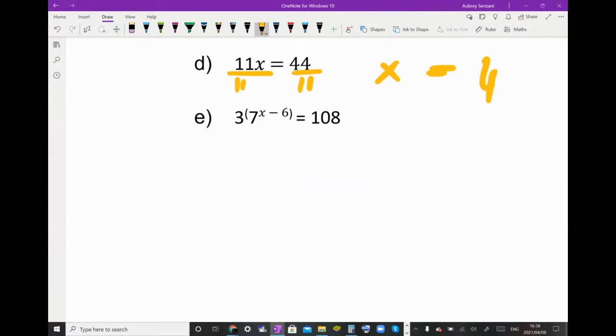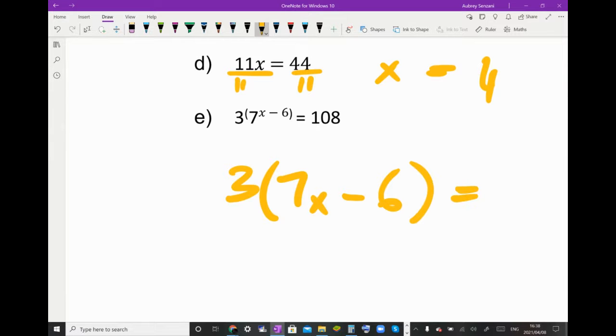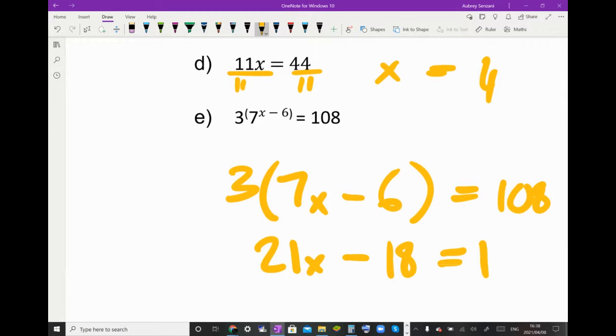Okay, awesome stuff. Then we move on to the next, and again, it should be 3 times the bracket 7x minus 6, in brackets, is equal to 108. So the first thing we need to do is obviously remove the bracket. So 3 times 7x, you're going to get 21x. Then 3 times 6, you're going to get a negative 18, is equal to 108. Then what must happen?